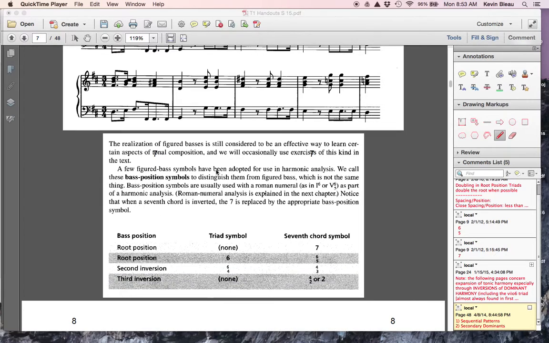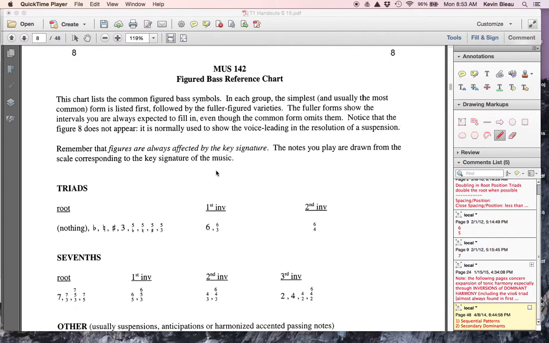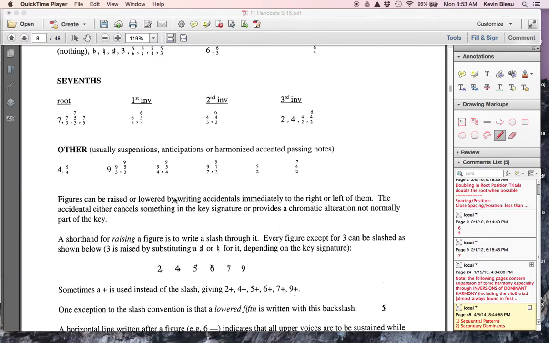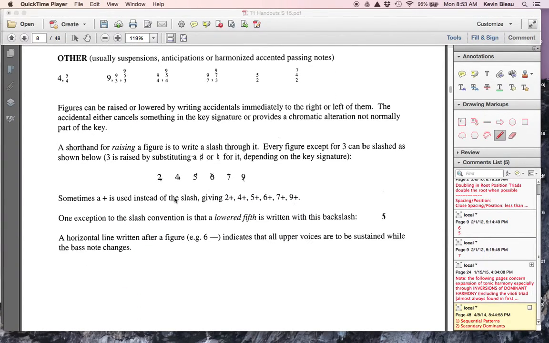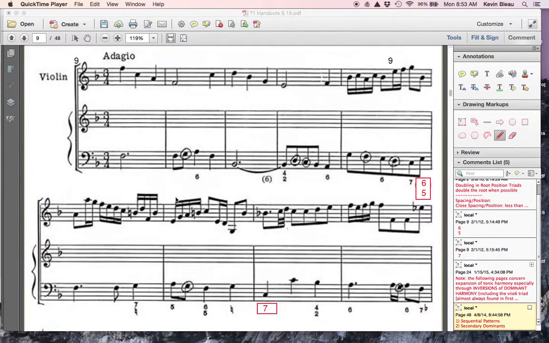All right, so you are going to be required to realize figured bass. So again, here, this handout has even more information on inversions, looking at it a slightly different way. So read through all these and make sure you understand. You guys will be realizing figured bass throughout this class.